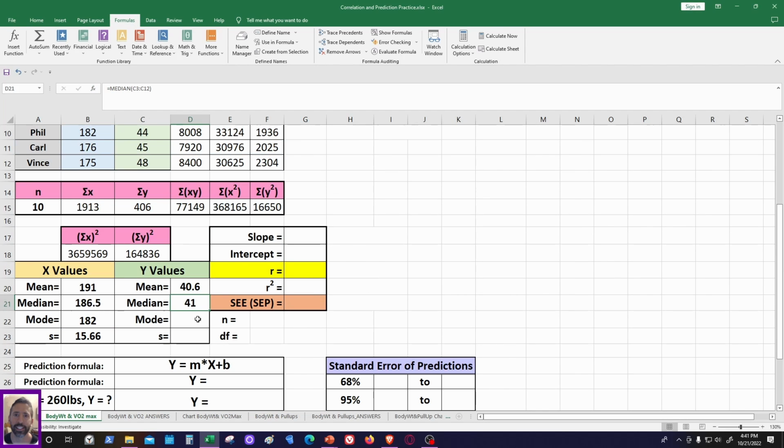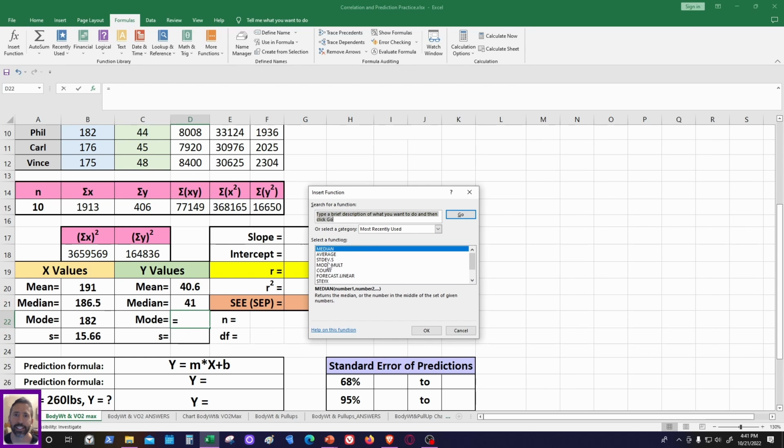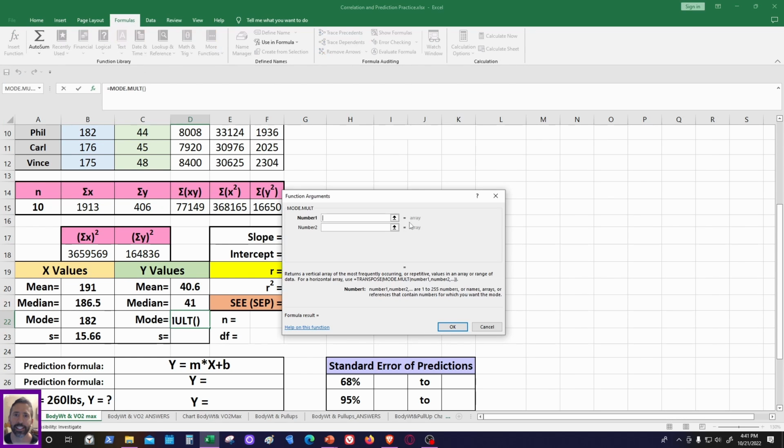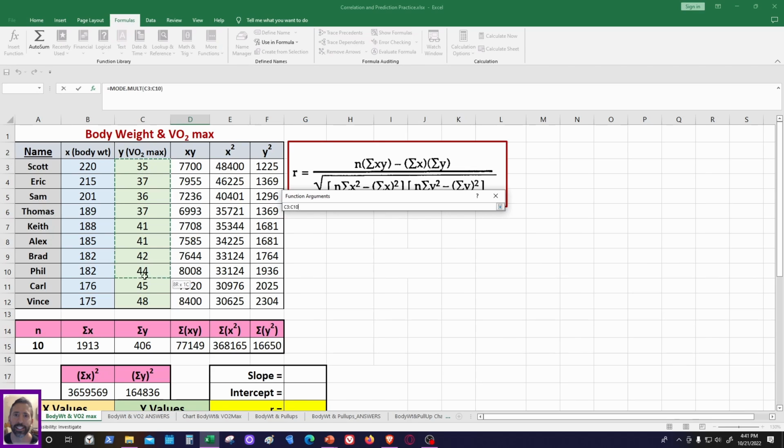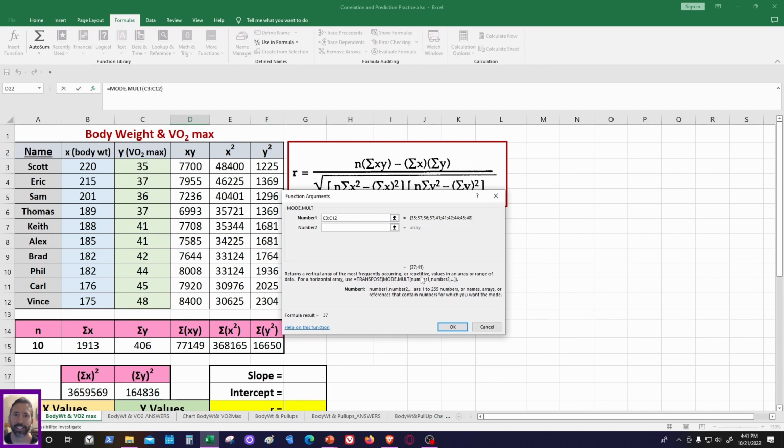Very good. And then mode, again, same thing. Let's go ahead and use our mode function right here. Hit OK. Put all of your Y values in. And again, double check. So right here, we have two. Okay, most common scores. We have a 37 and a 41.